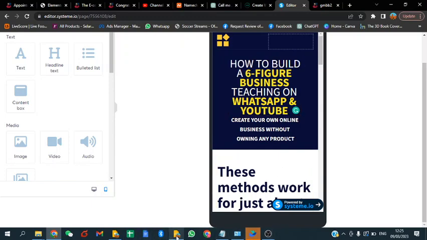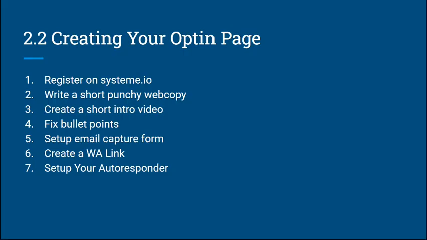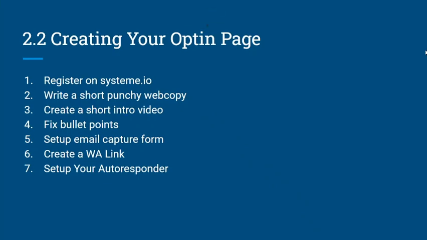So the next thing is we put our bullet points. You've seen how we've created a landing page, registered on System E, put our short punchy web copy, and created a short introduction video. Like I said, I'll leave a link to a video in the resources section. We've seen how we set up our email capture form as well. We've created a WhatsApp link. And the last thing, which is going to be a separate video on its own, is creating a WhatsApp autoresponder.